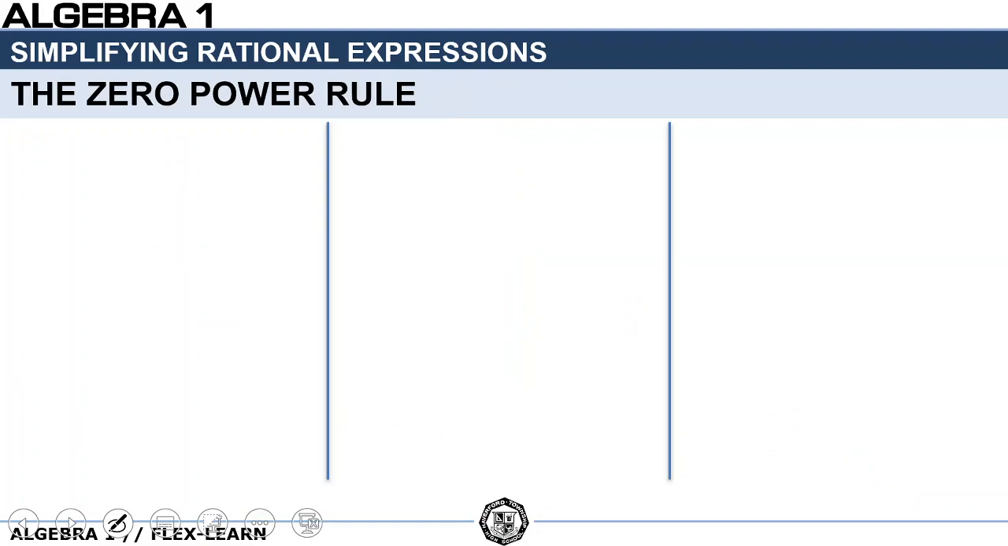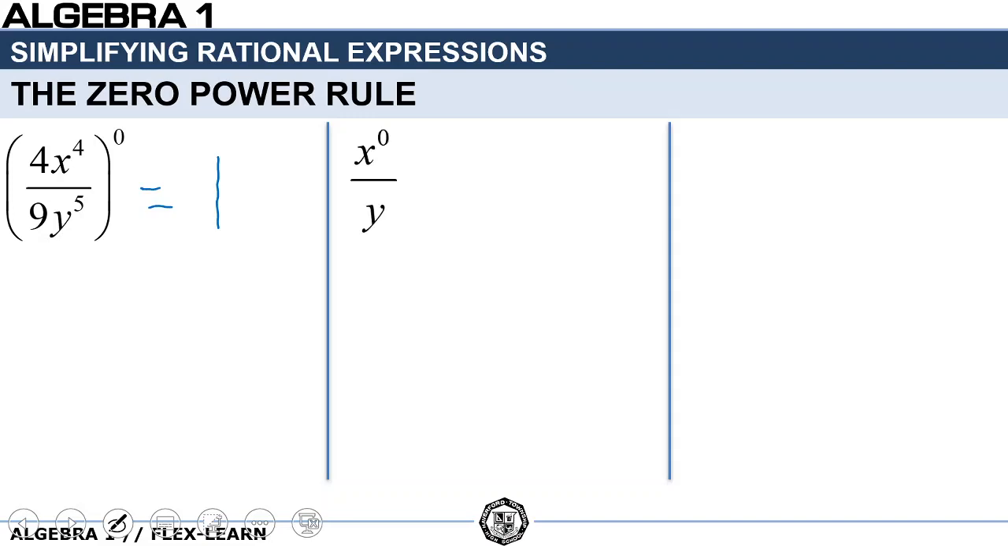Okay, let's take a look at some examples that might be a little more involved. If I have this 4x to the fourth over 9y to the fifth raised to the 0 power, jackpot, equals 1. If I have x to the 0 divided by y, be careful here, because now the whole thing's not raised to the 0 power. On the top, x to the 0 power is just going to be 1. On the bottom, you just have a y. Nothing's happened to the y, so I'm just going to leave that as just 1 over y. Okay, so that's what's happening with that.